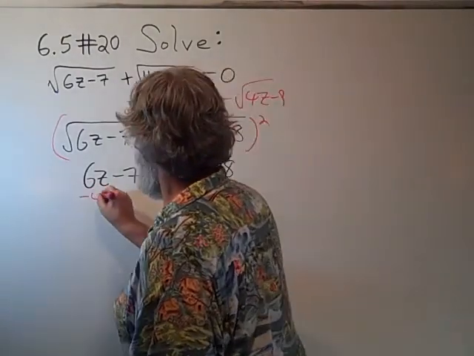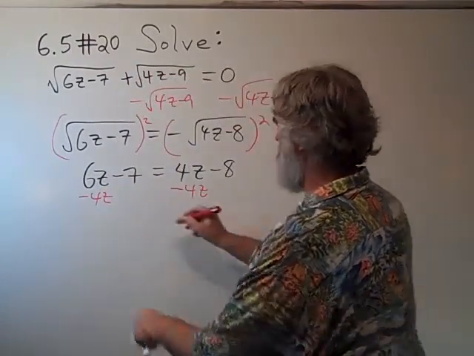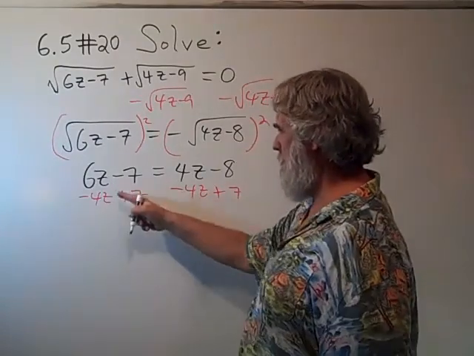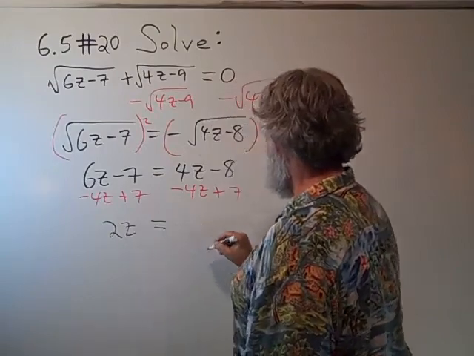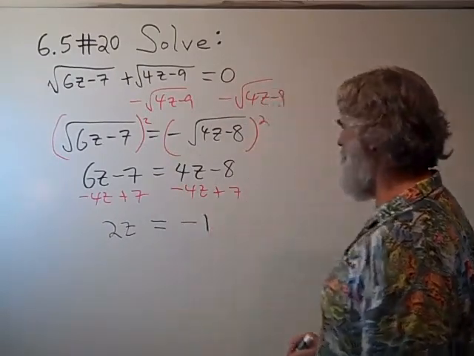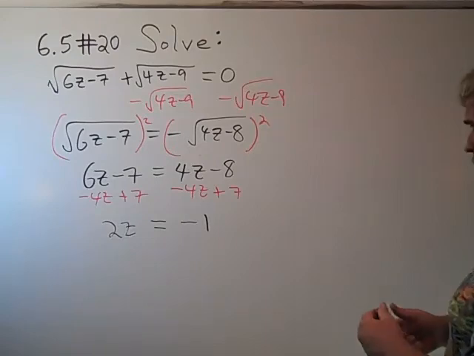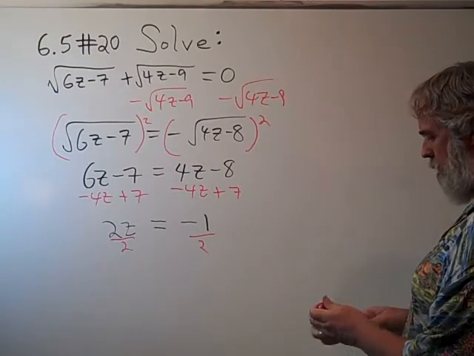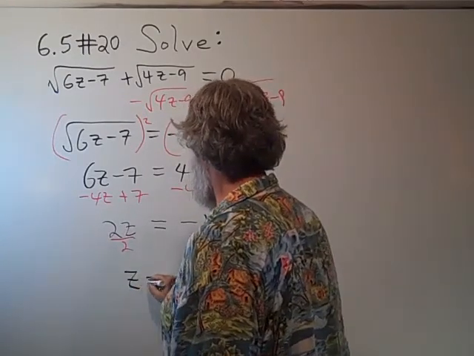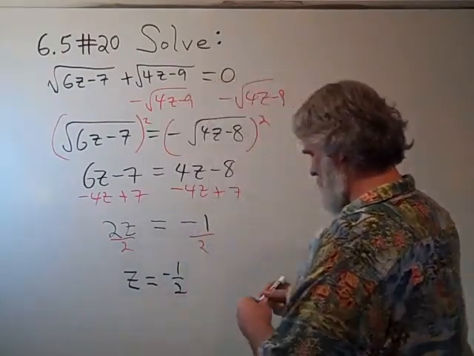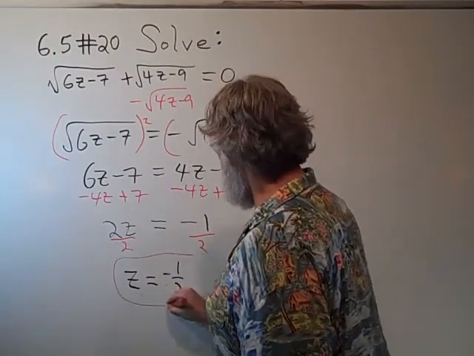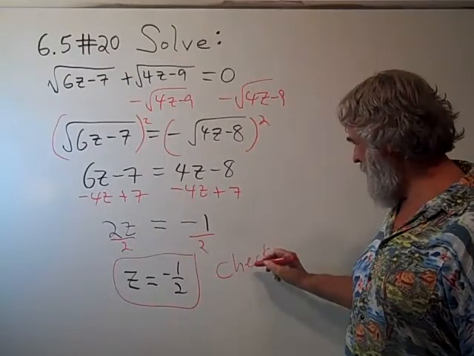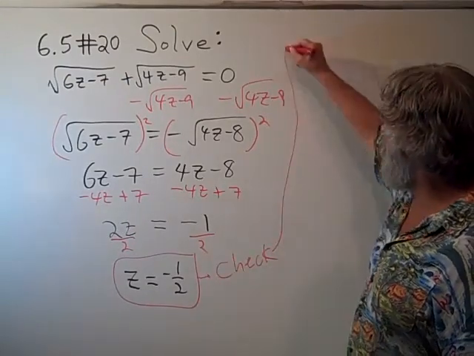Subtract 4z from both sides. That brings the z's to the left, so to get rid of the 7 we add 7 to both sides. And the result of this is that 6z minus 4z is 2z is equal to negative 8 plus 7 is negative 1. Therefore z, if I divide by 2, would have to equal negative 1/2. So here's a possible solution, yet we said there were no solutions. Well, let's check to see if this is a valid solution or not.